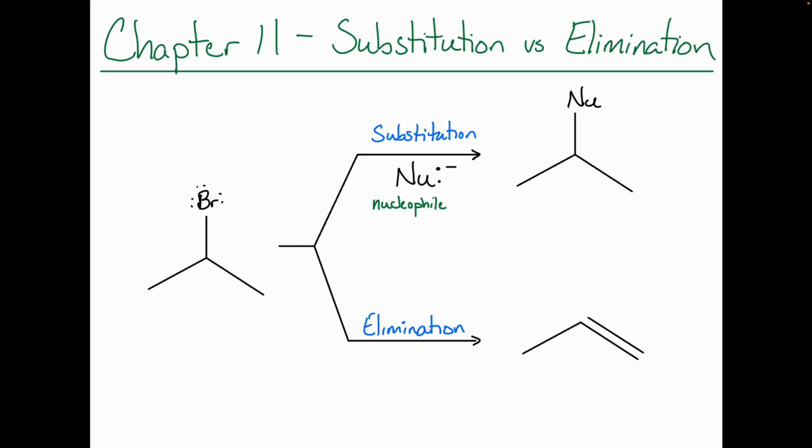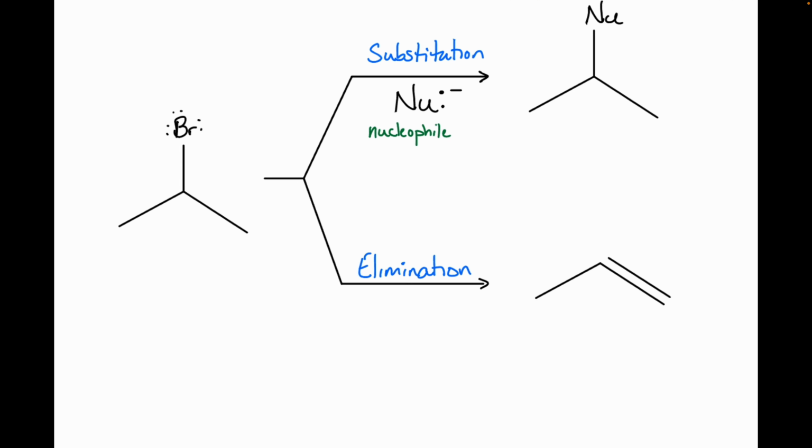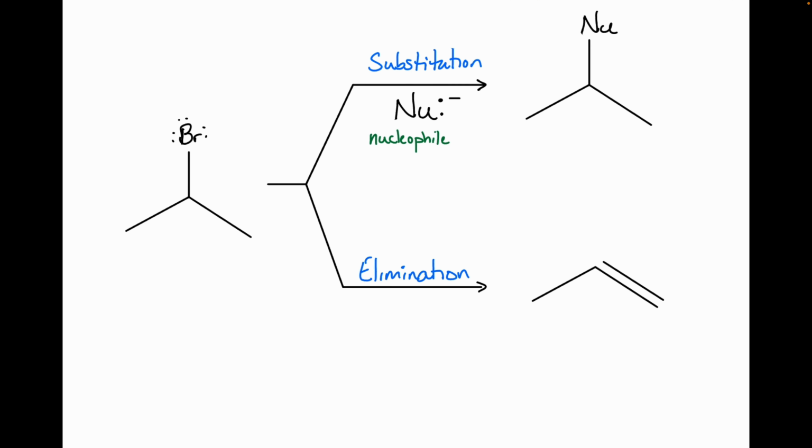Let's fill in our implied hydrogens here. How many implied hydrogens do I have on this carbon? 3. And how many implied hydrogens do I have on this carbon? Only 2. So we're going to need to remove a hydrogen from a neighboring carbon in order to do our elimination reaction. We have a special name for those hydrogen acceptors, for those proton acceptors. Those are what we call bases. And so in our elimination reaction, we treat our alkyl halide with a proton acceptor, with a base, and we get this elimination reaction.